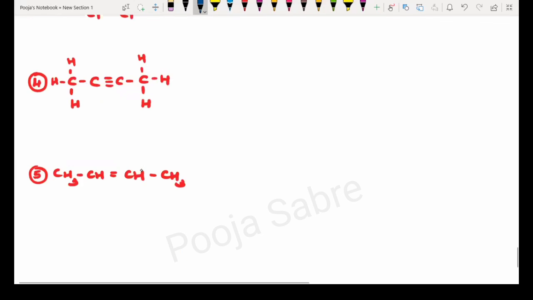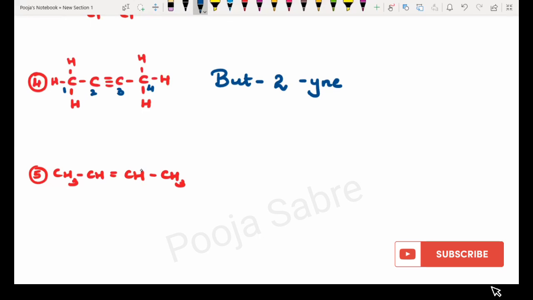Coming to the fourth example, numbering 1, 2, 3, 4. Now in this case, children, the naming will be but, since 4 carbon are present. Then you are going to use the suffix based on the carbon-carbon multiple bonds. Now over here, I have triple bond. So I'm going to write down suffix YNE. Now remember, before the functional group, the suffix part, you're going to write down the position of the functional group. So the position is 2. The naming will be but-2-yne.